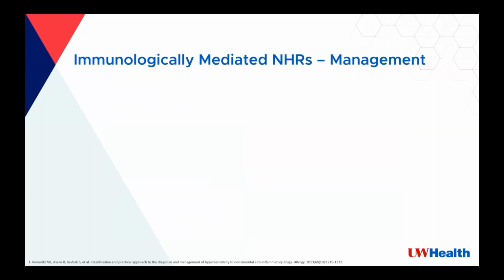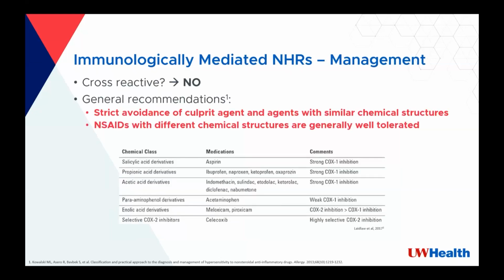Looking at the management for these, these are not cross-reactive. So general recommendations for patients presenting with these just include strict avoidance of the culprit agent and agents with similar chemical structures. So I included this chart again here to remind you of the chemical classes and structures and agents that are in each. So just a great chart to reference, but just avoiding that similar structure to the culprit agent. Other structures should be well tolerated in these patients.